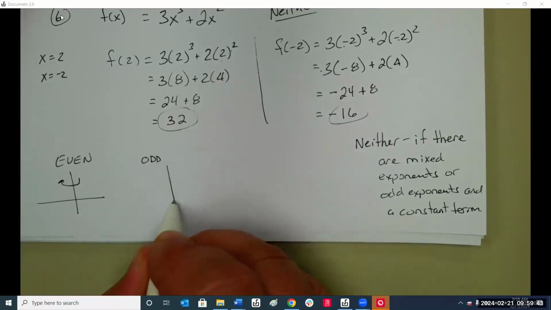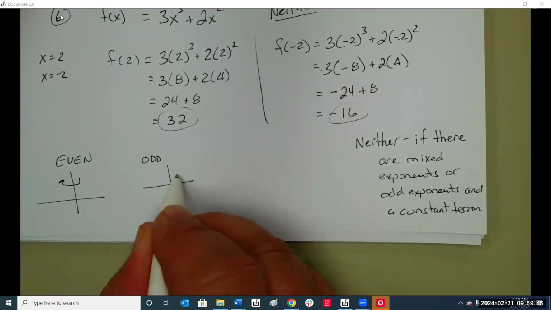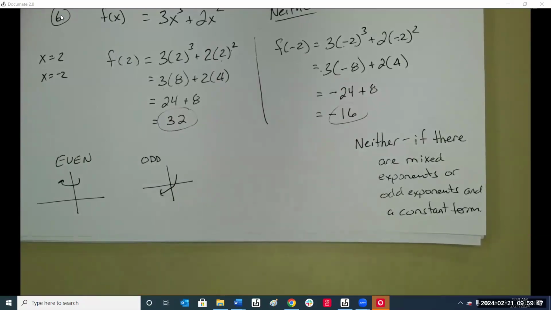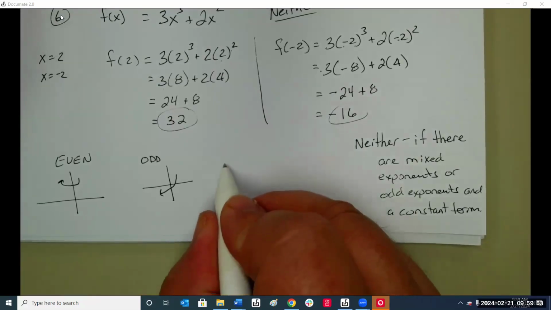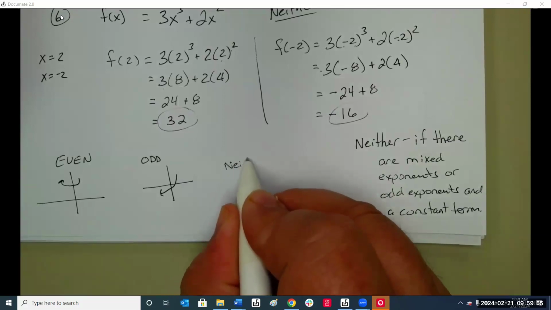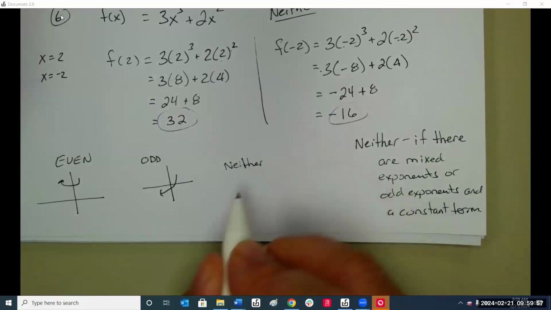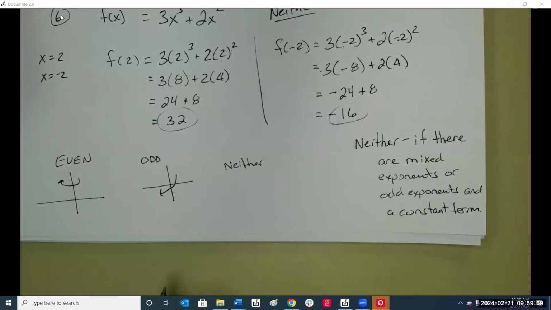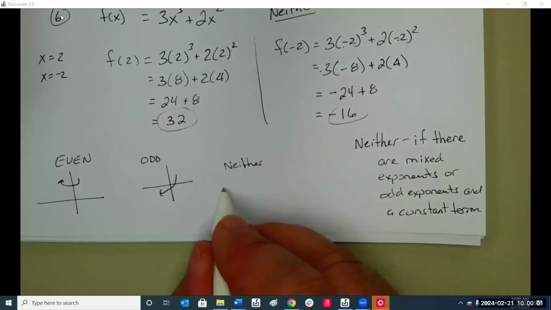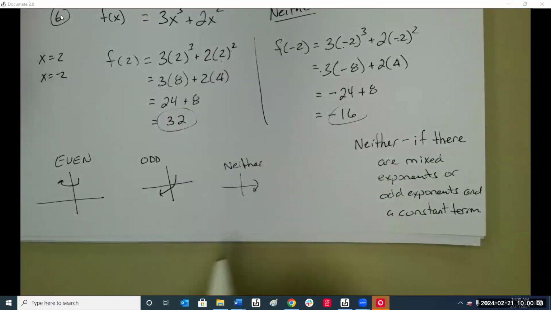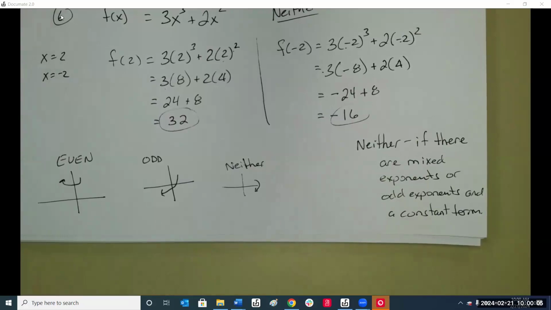Odd functions flip across the origin. Neither usually just flips across the x-axis, but it could be anything that's not either of those.